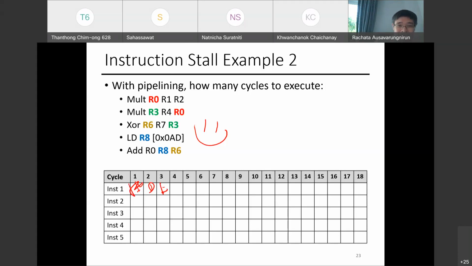Multiply takes 5 cycles, and then memory and write back, right? So you can fetch here, decode here. When can I execute? I'm sorry, when can I execute? With the data dependency, I have to wait until I know R0. I know R0 right here, right? So I can execute.